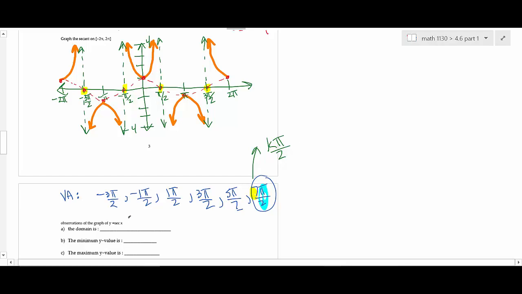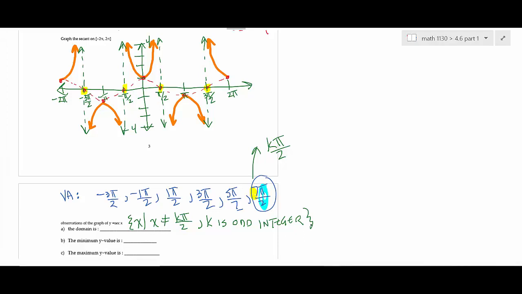So the domain you have to write like this. You have to say set of x, and x is not equal to k pi over 2. And I don't have a symbol for odd integer, so we're just going to say k is an odd integer. So that's what the domain is. It all depends on where the asymptotes are, and typically the patterns are pretty easy to see. They can be even integers, odd integers, pi over 2. They're usually pretty easy to see.